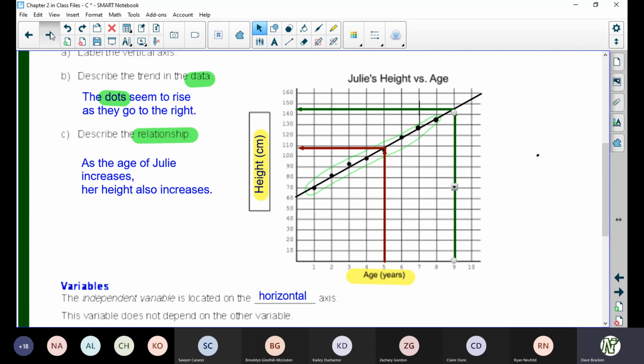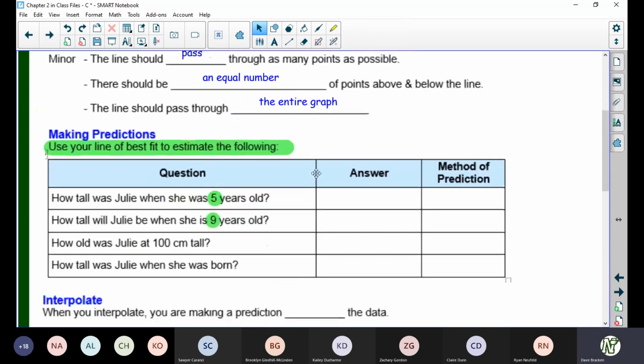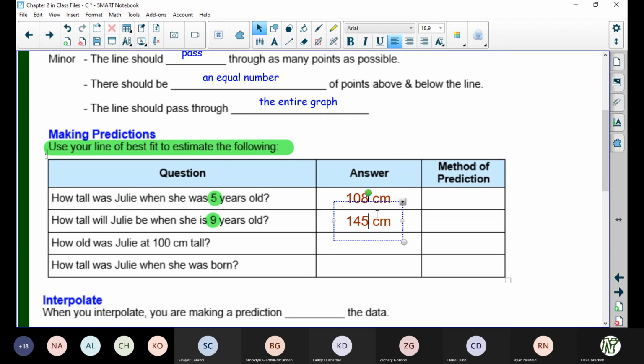So I'm going to go over to here. And under my answer, my first one, when I estimated, I had an answer of 108 for me, 108 centimeters. That's how tall I figured she was. And when she was 9, I had about 145. Okay.